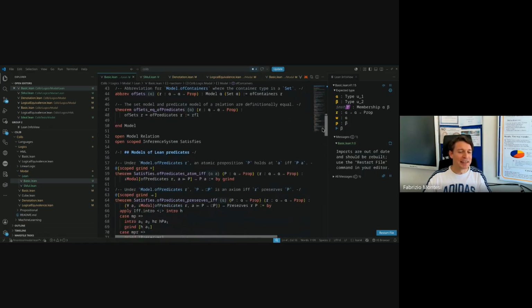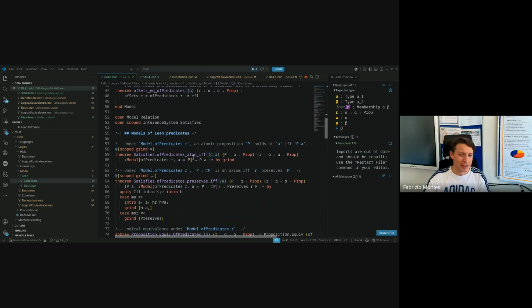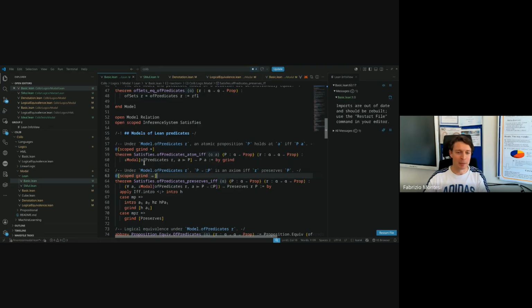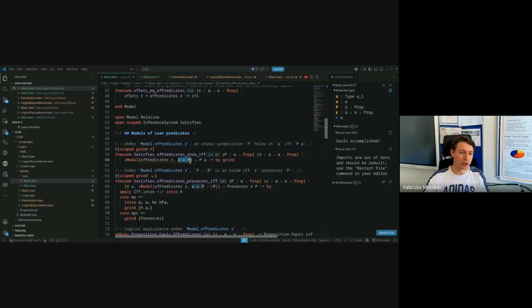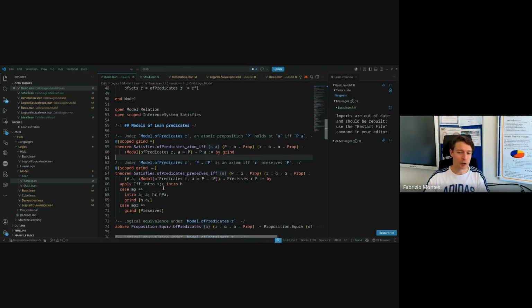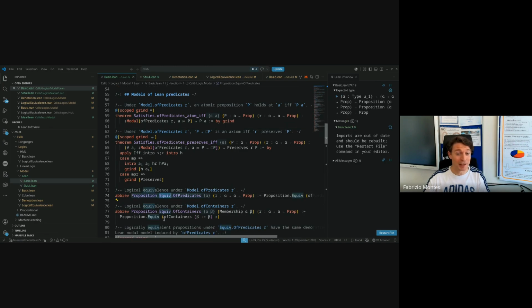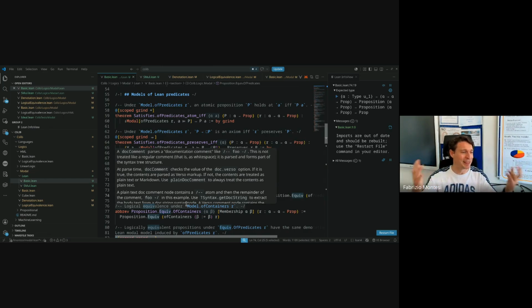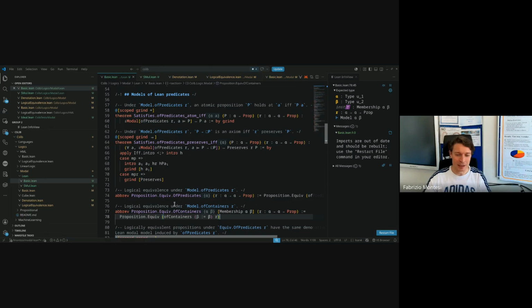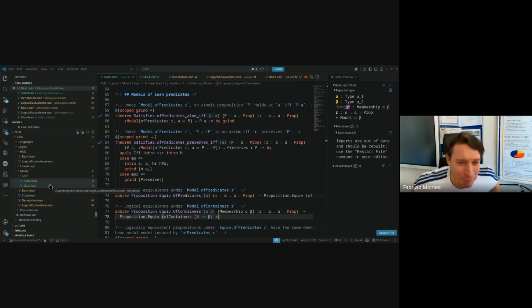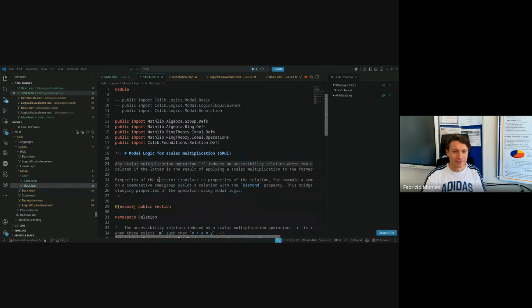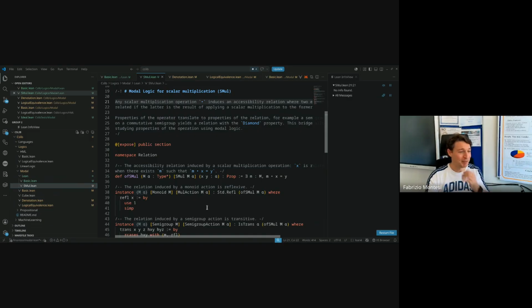Now, out of that, I get some theorems. For example, under the predicate model, the atomic proposition is valid if and only if it holds at that world, and so on. But what's interesting is what you get out of it, because now you can define axioms and logical equivalences on these things. So then I started playing with what is one interesting Lean model, and I defined this.